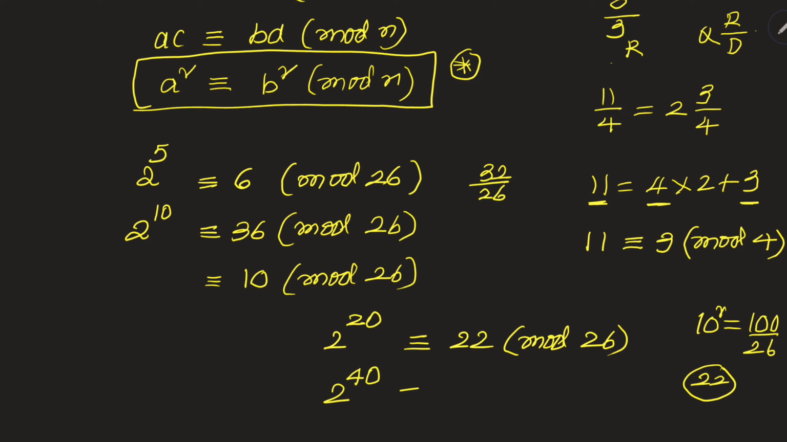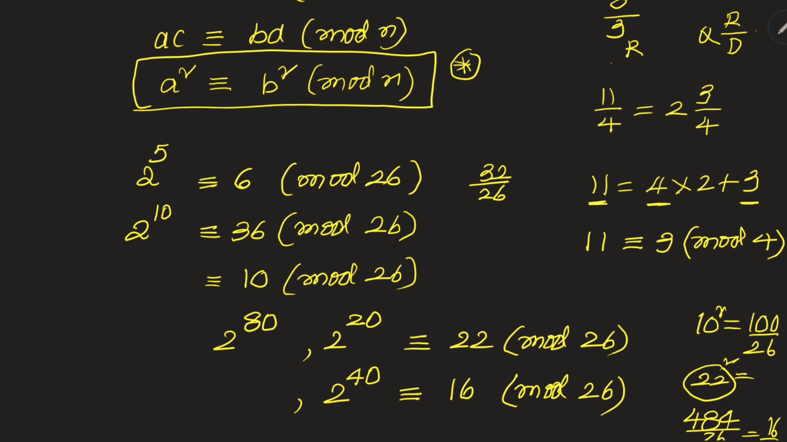We will have 2 power 40. In that case, the remainder will be 22 square, 484. When you divide 484 by 26, the remainder will be 16 because it will go 18 times. So it will be 16 mod 26. Next time when you do 2 power 80, again you will get the same remainder 22. Next time, you will get the remainder 16. Again next time, 22, and again next time, 16.